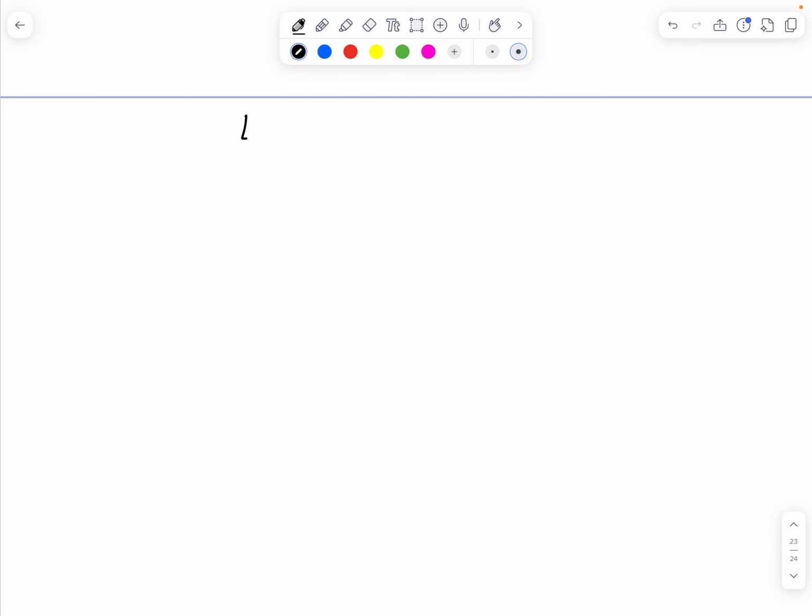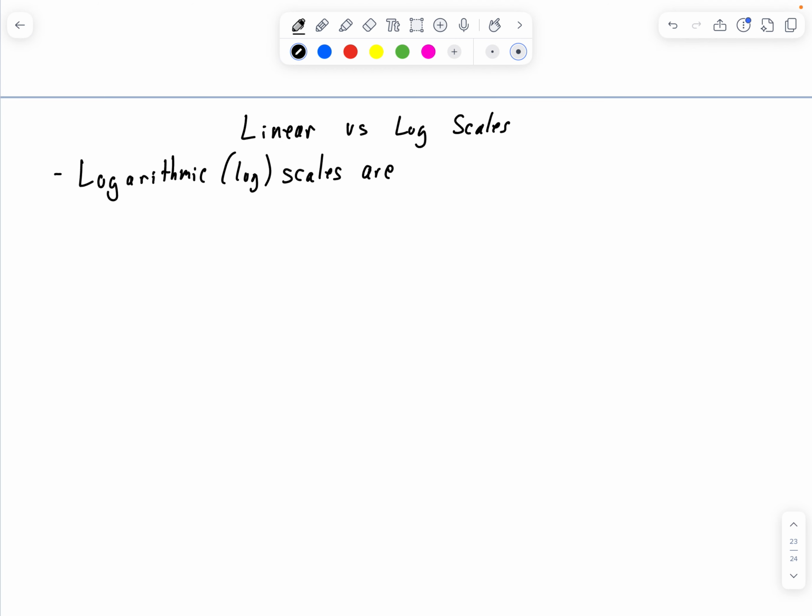In this video, we're going to review the difference between linear versus log scales and how to read these different types of scales. So just as a reminder, when we're talking about logarithmic or log scales for short, these are used when the values that you care about span several orders of magnitude. So in other words, when there's a tremendous range of variation in the parameter that you care about.